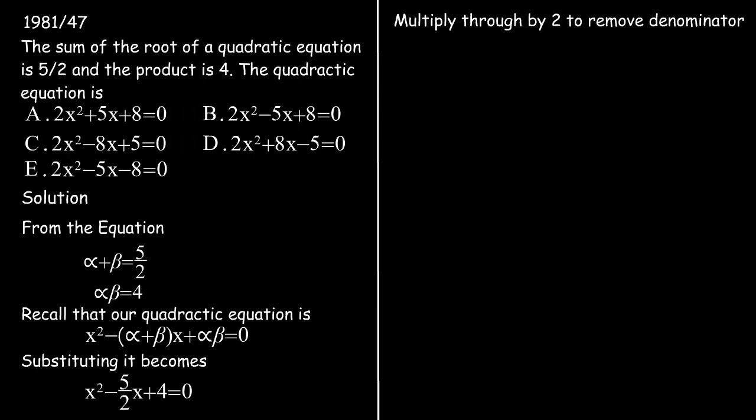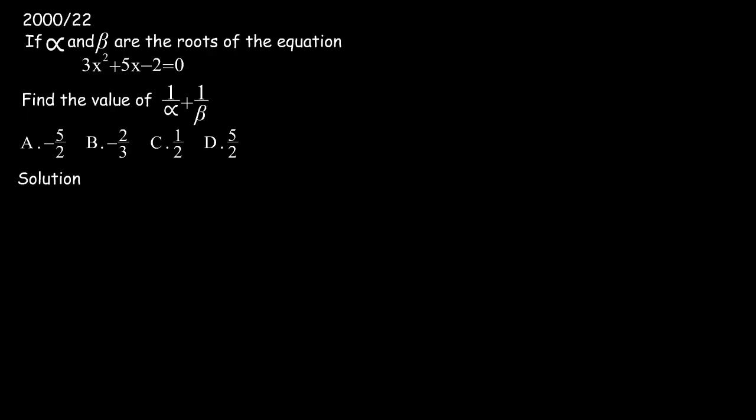So multiplying through, it becomes 2s squared minus 5s plus 8 is equal to 0. We have another question from 2000 that states that if alpha and beta are the roots of the equation 3s squared plus 5s minus 2 equals 0, find the value of 1 over alpha plus 1 over beta, and we're given the options. Now for our solution, writing down the equation 3s squared plus 5s minus 2 equals 0, our first step is to make s squared unity.